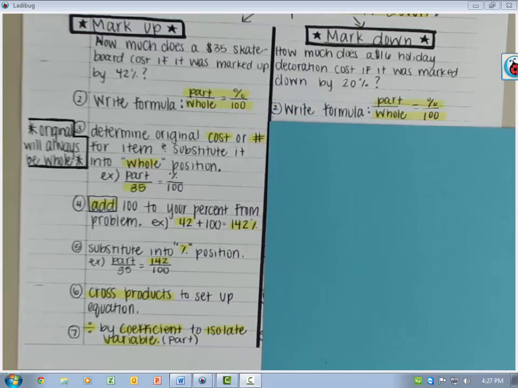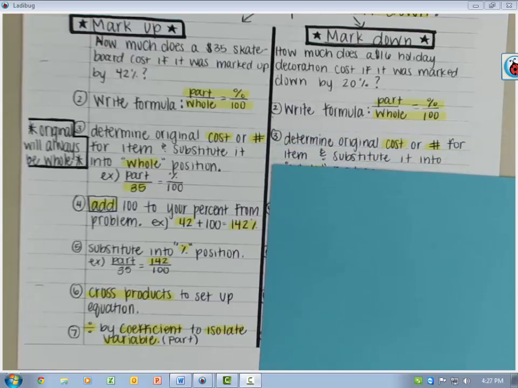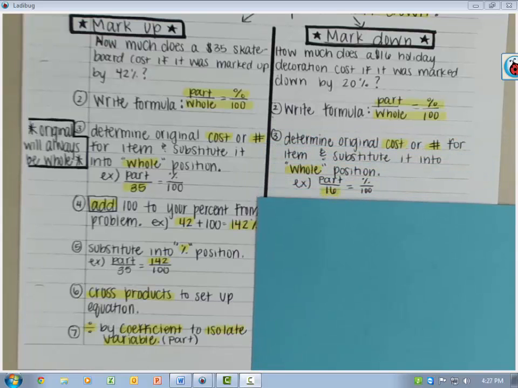First step, write your formula. We know that formula is a proportion. Step 3, determine the original cost or number for an item and substitute it into the whole position. Now your original cost for this item was $16. We need to substitute that 16 into our whole position. We know our whole was on the bottom because part over whole is equal to percent over 100.